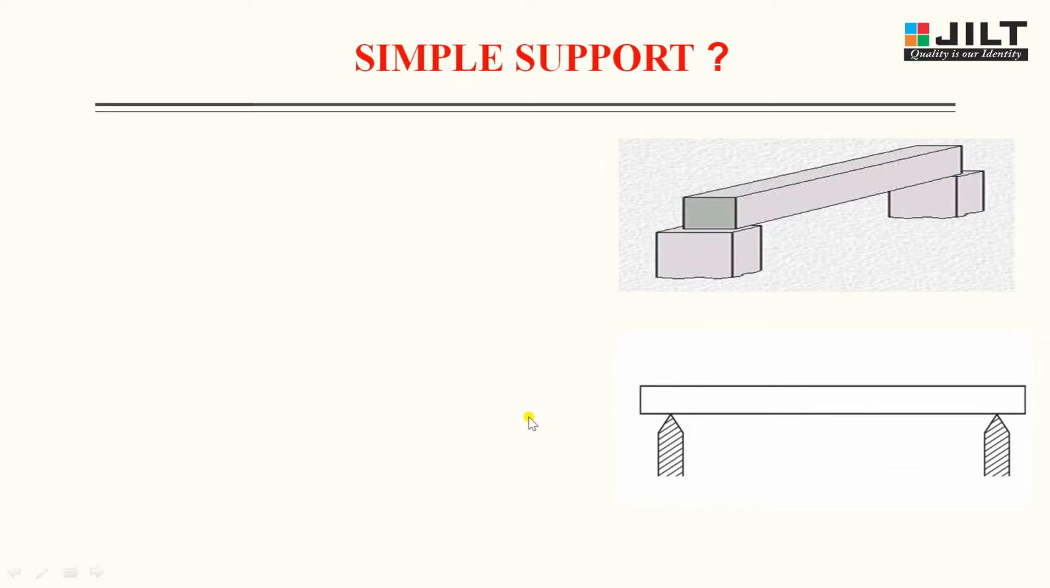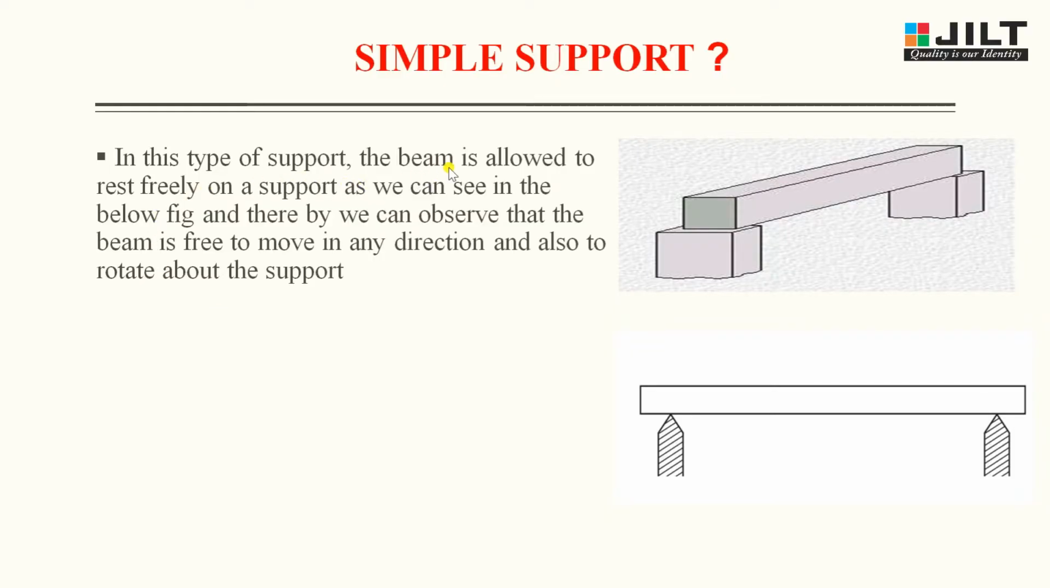Now let's move to the simple support. In this type of support, the beam is allowed to rest freely on the support, as we can see in the figures below, and we observe that the beam is free to move horizontally and also to rotate about the support. You can see it is simply resting. The support on which it is simply resting is known as simple support. You can also see the images.